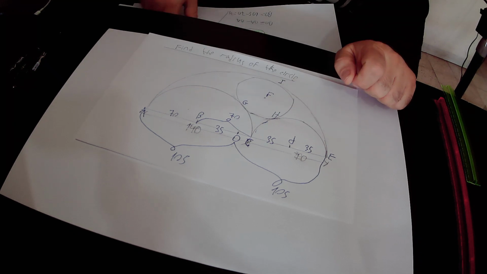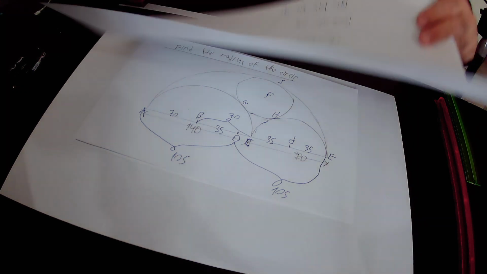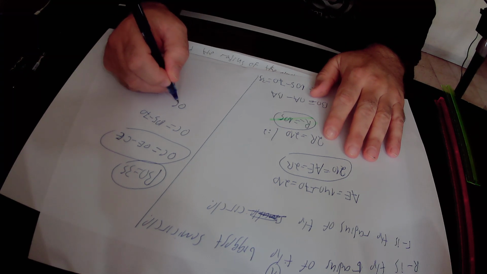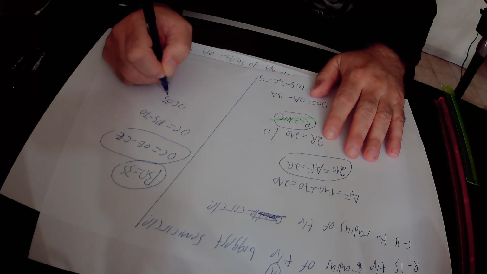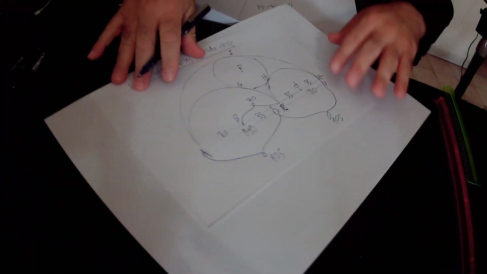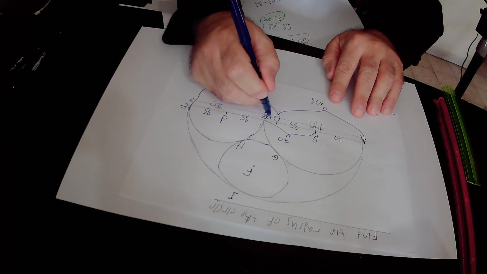So we substitute CE by 70. In conclusion, we found out that OC equals 105 minus 70. 105 minus 70 is 35 units. So OC is also equal to 35 units. So I write it down that OC equals 35 units in its length. Okay.